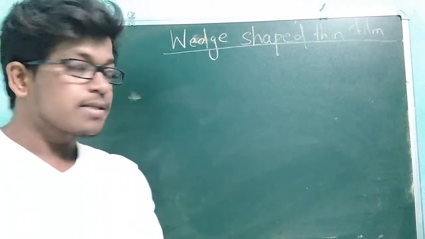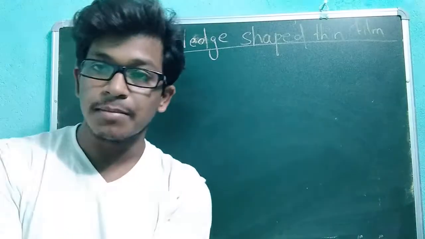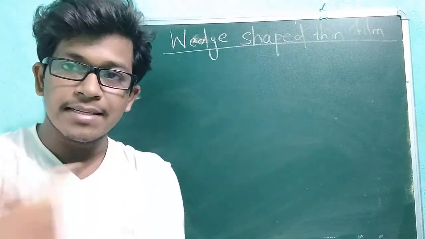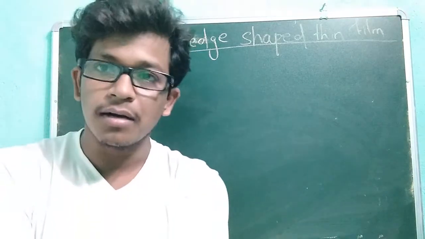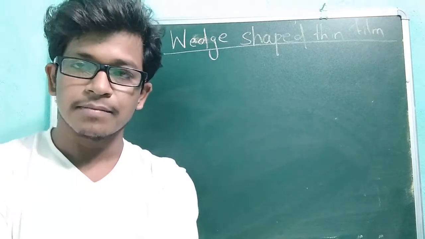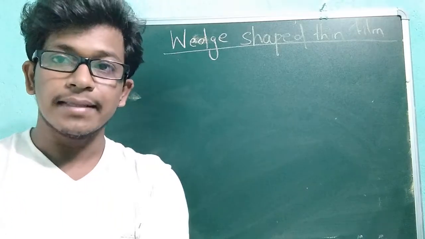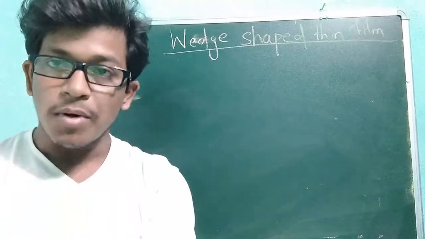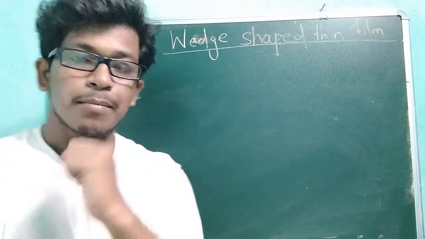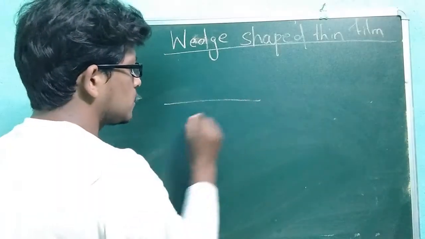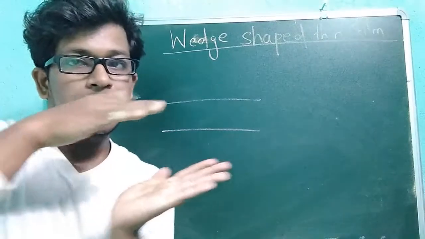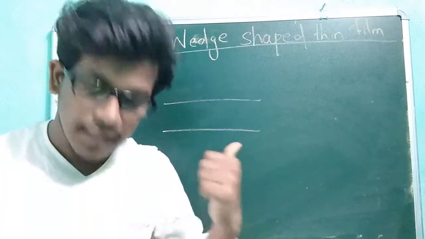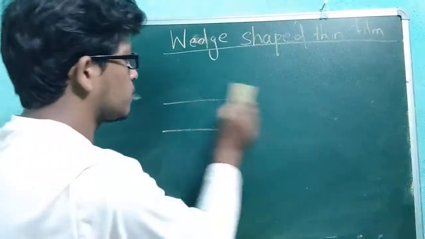Hello my dear students, in this class we will discuss a different and interesting type of interference, which looks difficult, and this interference takes place in the case of a wedge-shaped thin film. First we considered a thin film with parallel surfaces. Now we'll consider a thin film which is wedge-shaped.